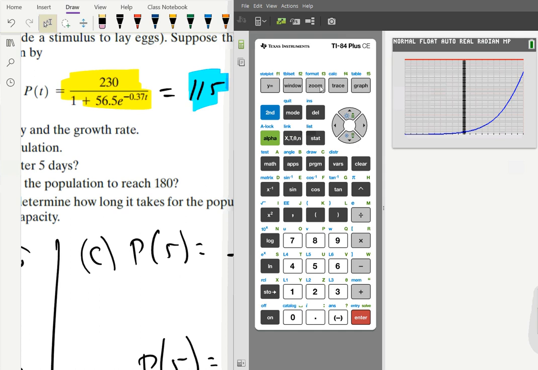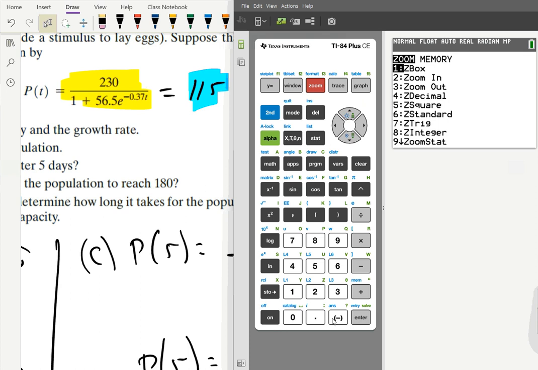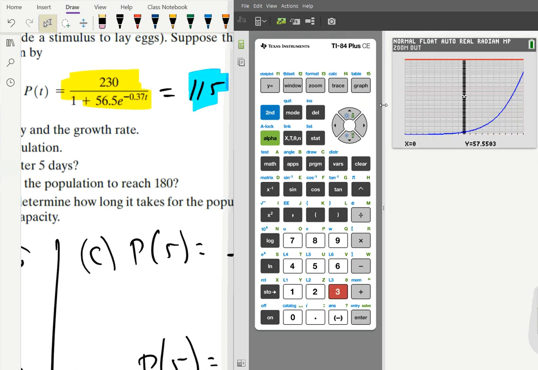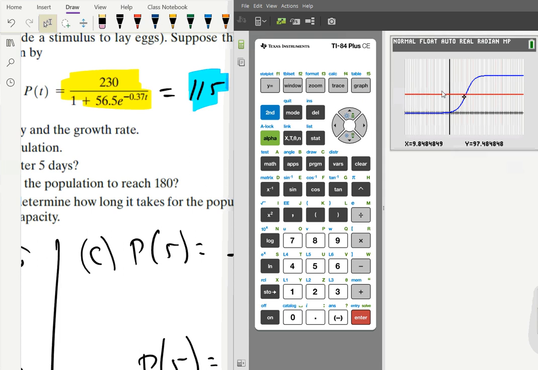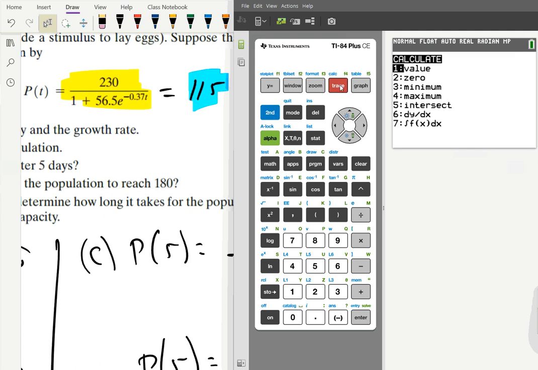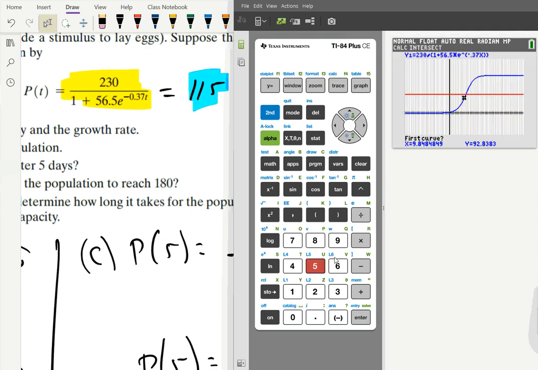So I do see both of them, but I want to see where this is over here a little bit. So I'm going to zoom out on number 3. Notice I can zoom out wherever the cursor is. I'm going to move this up a little bit so I can see back over into this area. Okay, now I see this much more clearly. What I want to do is see where these intersect each other. So let me go to the second trace commands. That's going to be the intersection, which is number 5.